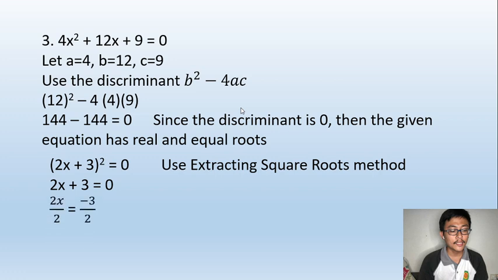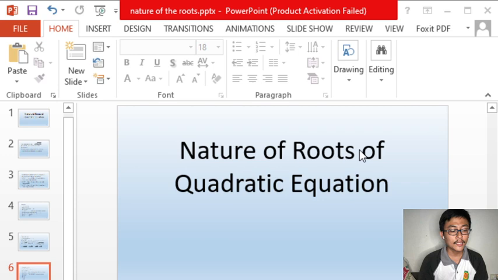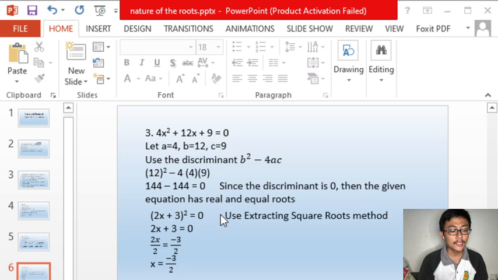Then you just transpose 3 to the other side of the equation. That becomes negative 3. Then divide both sides by 2. That becomes x equals negative 3 over 2. So that is how we solve for the discriminant of each quadratic equation. So by using b squared minus 4ac.